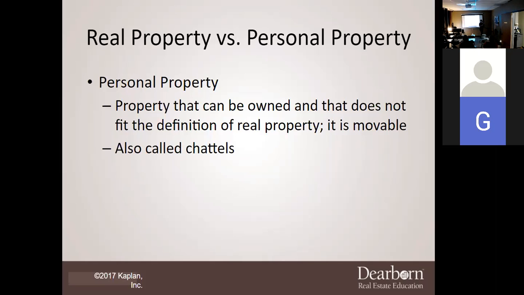Now, coming back to that, we know it's a permanent fixture, but he wants to sever them to make them personal property again so he can take them with him. What exactly would you advise Mr. Jacob to do?